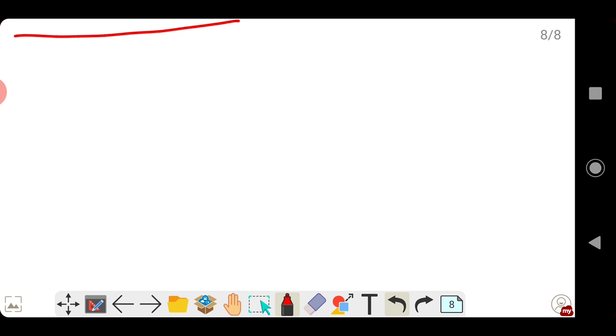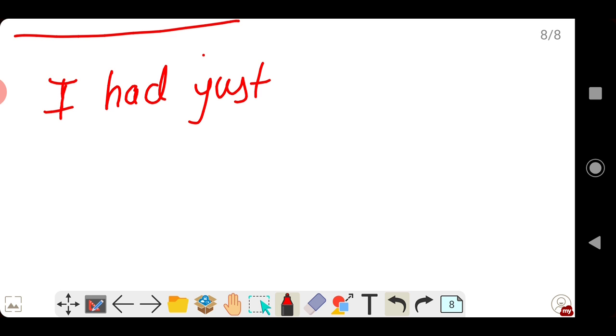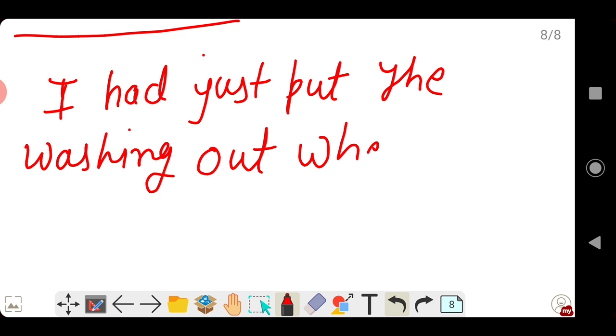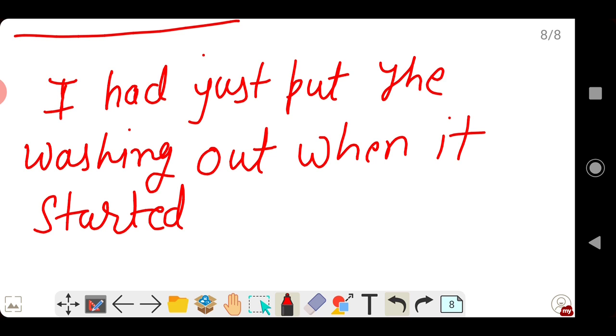When it started to rain. I had just put the washing out when it started to rain. Very simple. Again we are talking about two sentences here, and they have been completed in past actually. I had just put the washing out when it started to rain. When it started to rain.